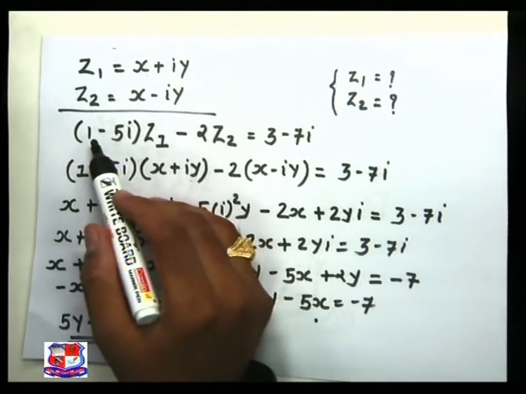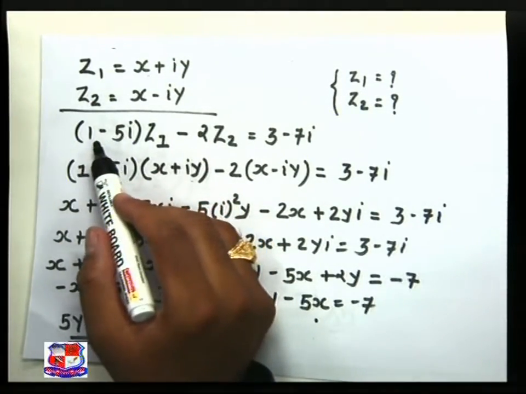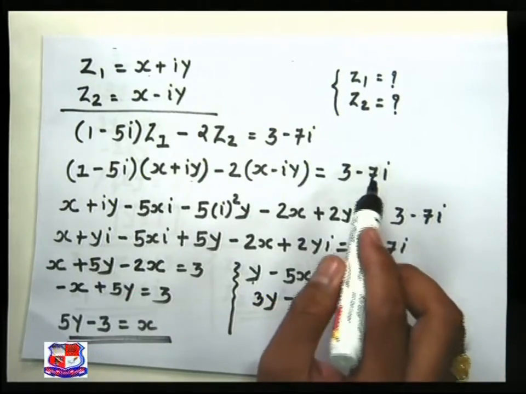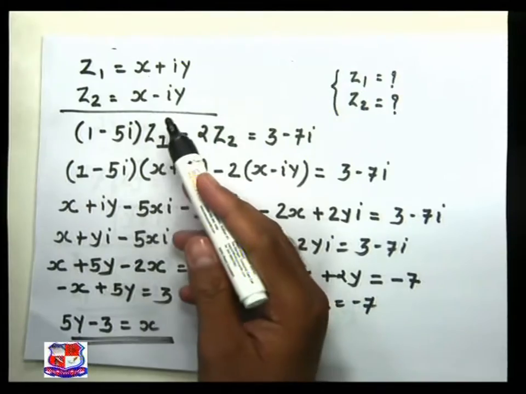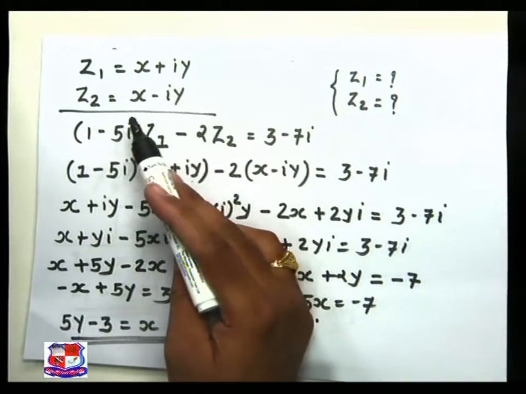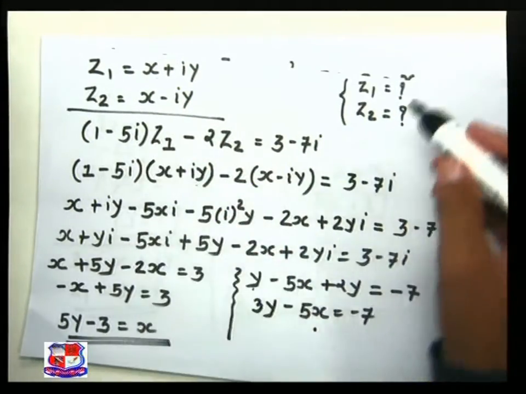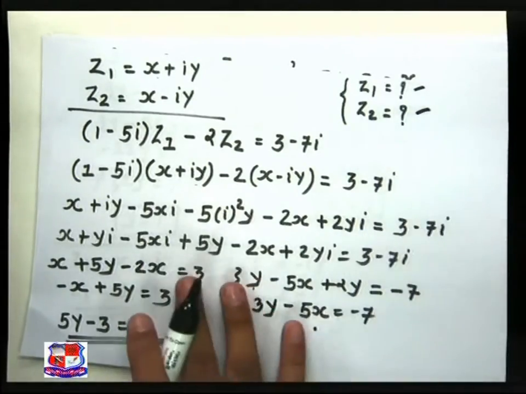Using this case, we first of all must compare our real part and imaginary part, and then substitute our value x and y to z1 and z2 finally. So in this way we can get our answer.